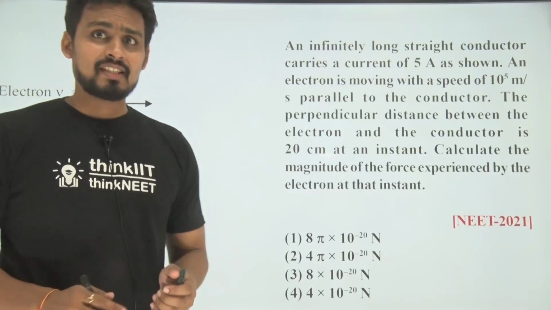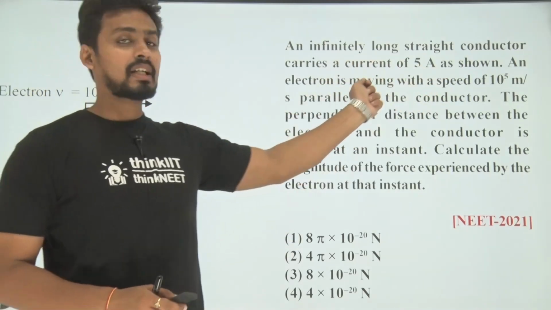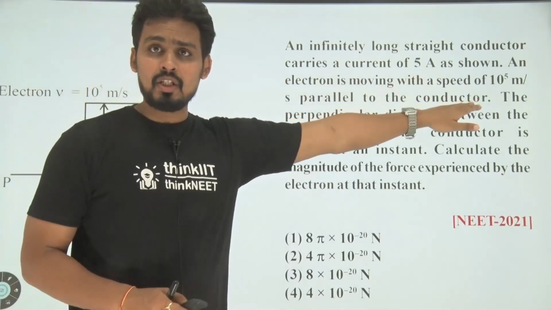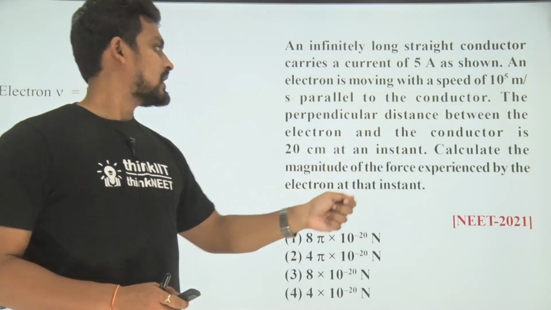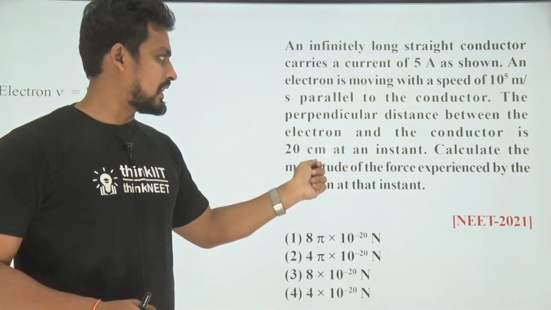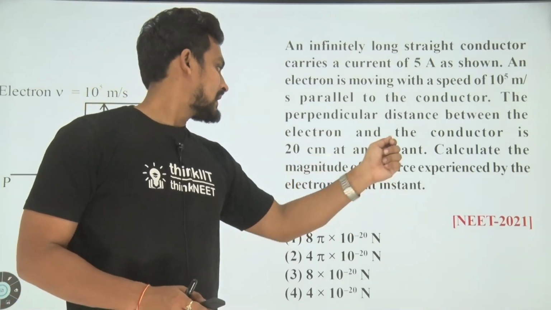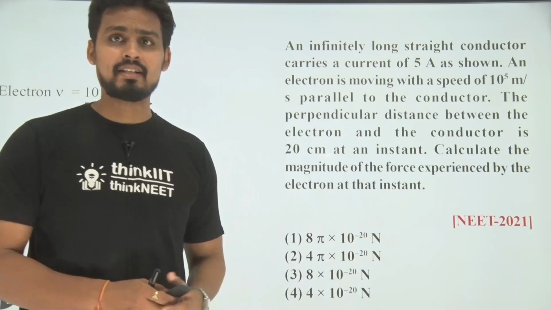Okay, so the question says that an infinitely long straight conductor carries a current of 5 ampere as shown. An electron is moving with a speed of 10 to the power 5 meter per second parallel to the conductor. The perpendicular distance between the electron and the conductor is 20 centimeter at an instant. Calculate the magnitude of the force experienced by the electron at that instant.